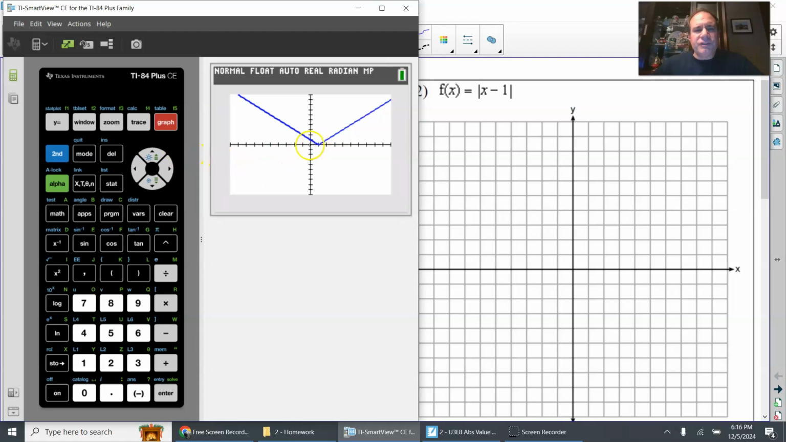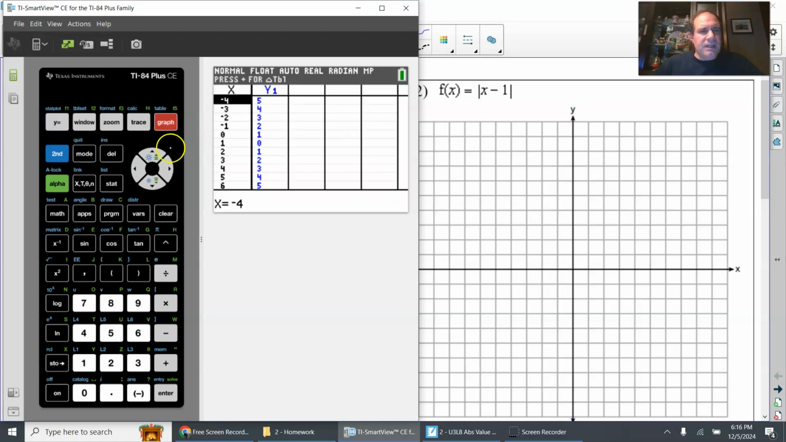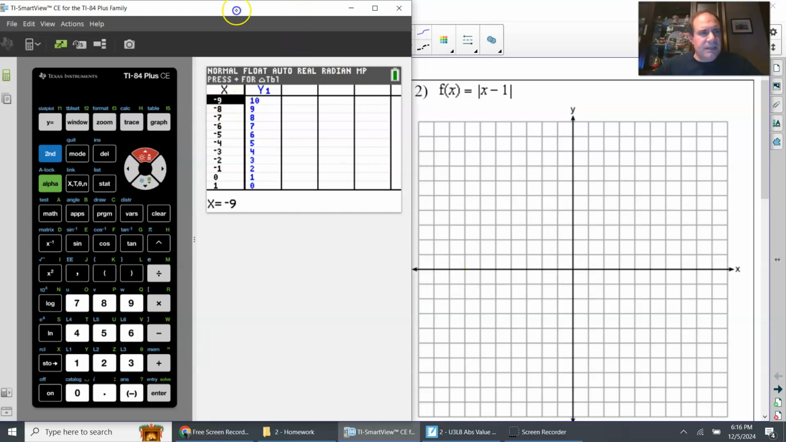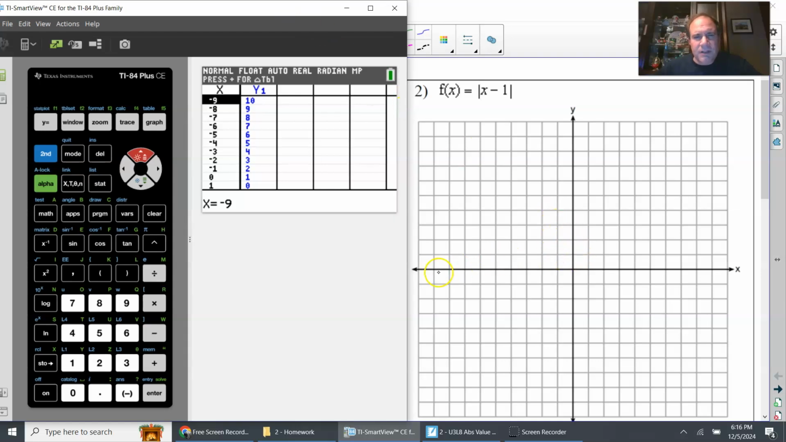And this one moves from 0, 0, to the right one. So we're going to press second function table just to get some coordinates. And we're going to go all the way up to -9. So -9 would be -9 to the left and then 10 up. And then -8, 9, like that. And then you're going to follow the pattern down just like I'm doing here.